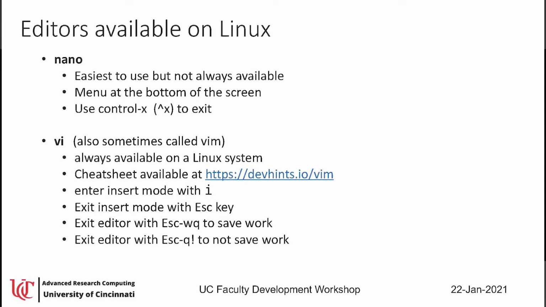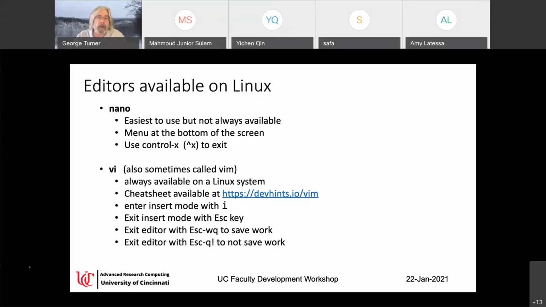The next editor is VI, which will always be on a Unix or Linux system. Sometimes it's called VIM, but there's always a synonym VI for VIM. There are cheat sheets available at the link that I have there, devhints.io. If you're ever looking for a cheat sheet for something related to Unix and Linux, that's a good place to go. This gentleman, Rico, I don't remember his last name, has created a lot of these cheat sheets, which I find invaluable.